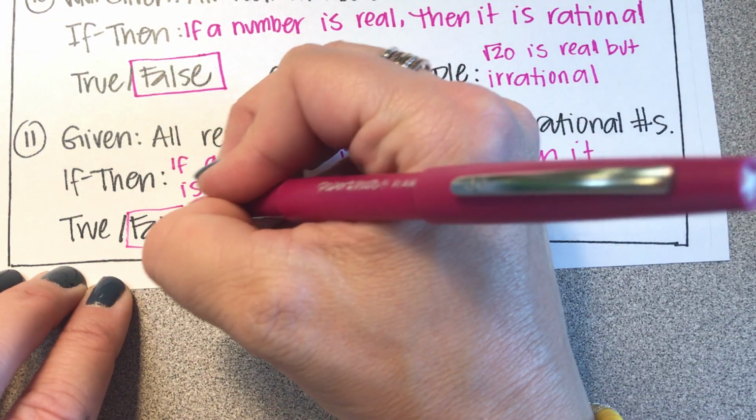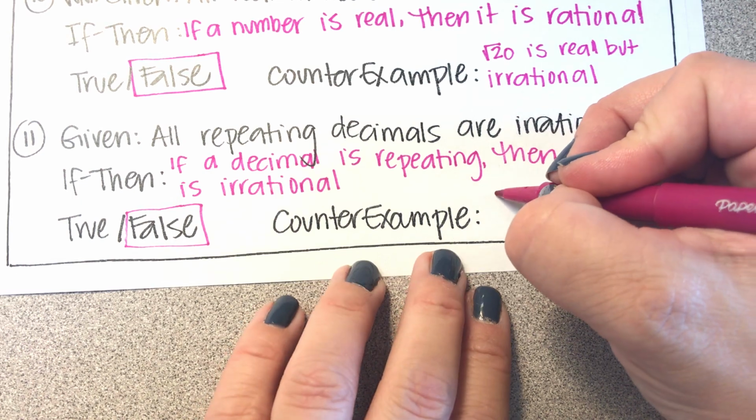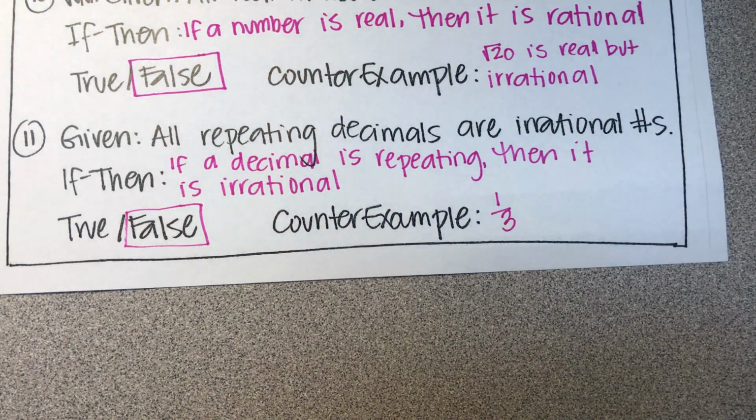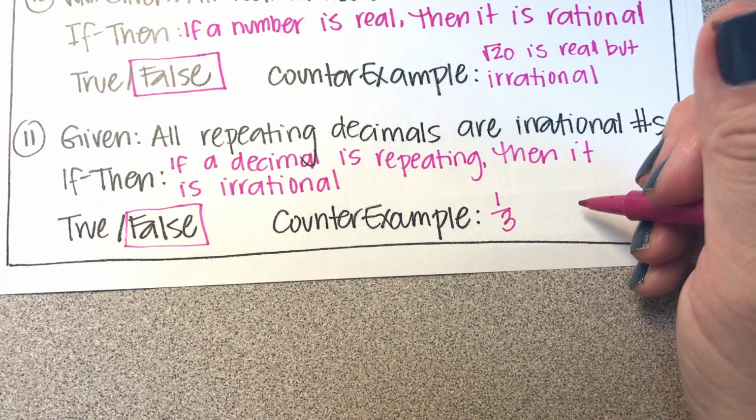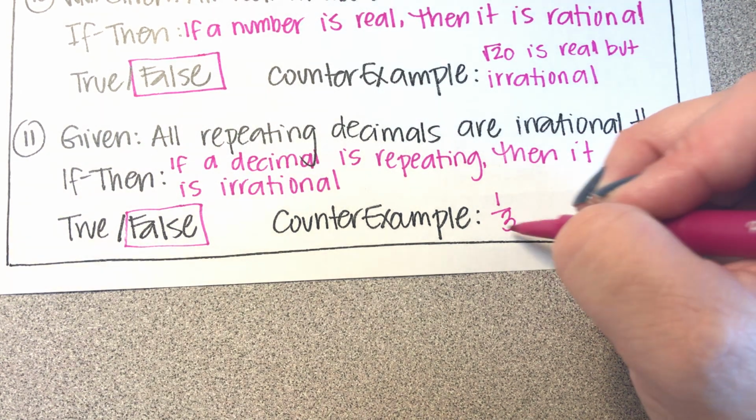That is false. My counterexample is just something like a third, right? Because that's repeating, but that's a rational number. I just wrote that as a ratio.